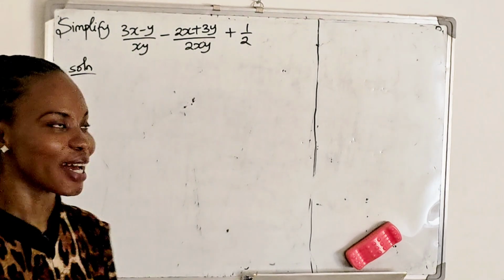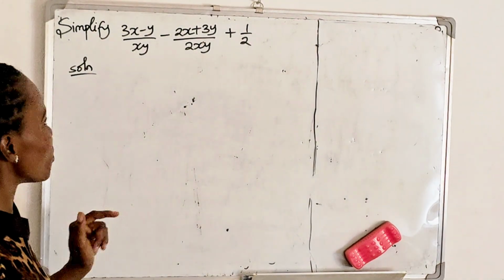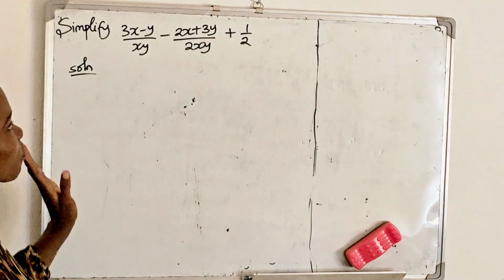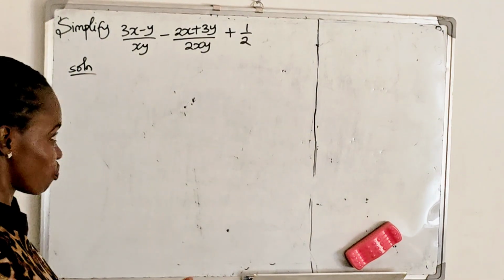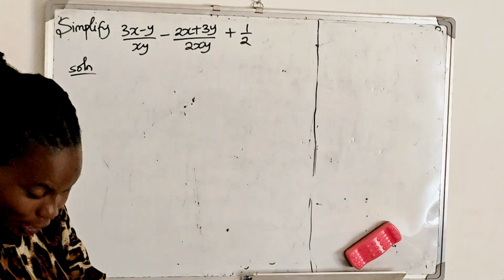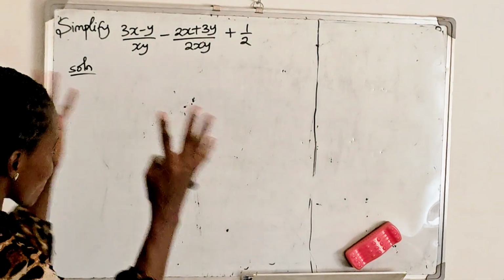Hello, welcome to class. In this video, we'll be looking at this simplification. We want to simplify this. In other words, we want to make it a single fraction. We want it to have a single denominator, one denominator. So we want to simplify it.